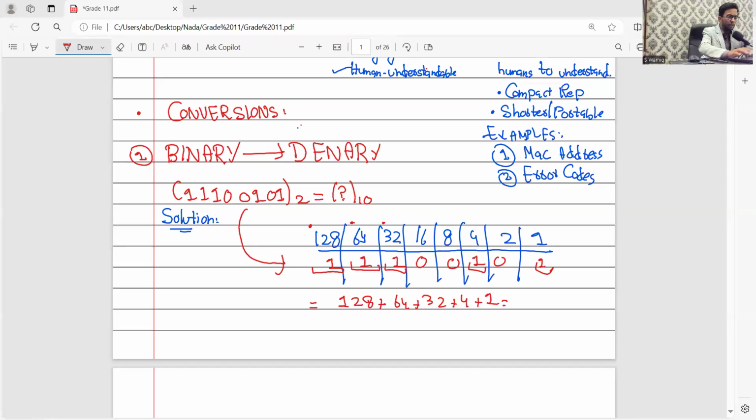And now what I need to do is add all of these values. So if I add them together, 128 plus 64 plus 32 plus 4 plus 1 is basically 229.